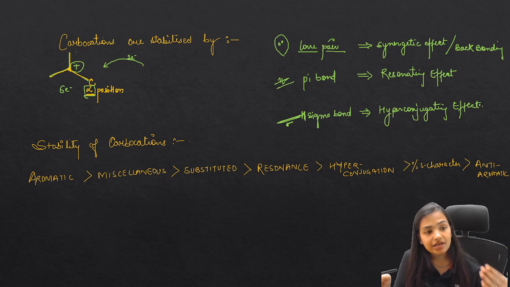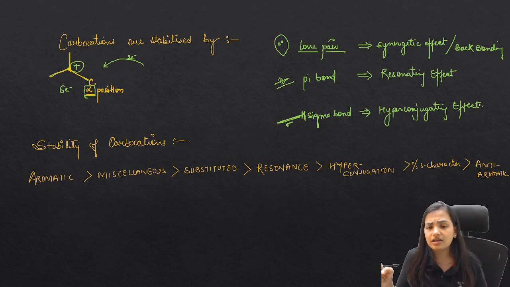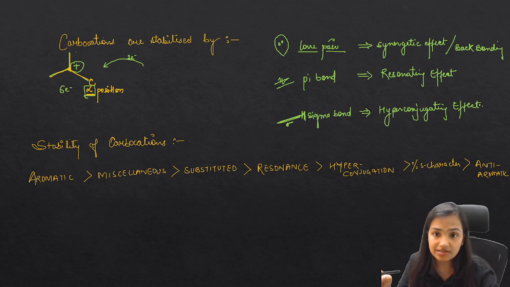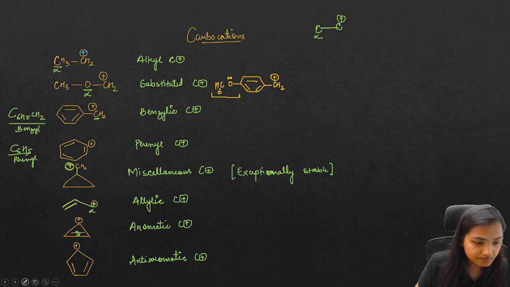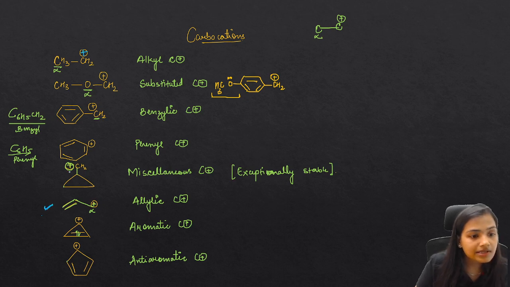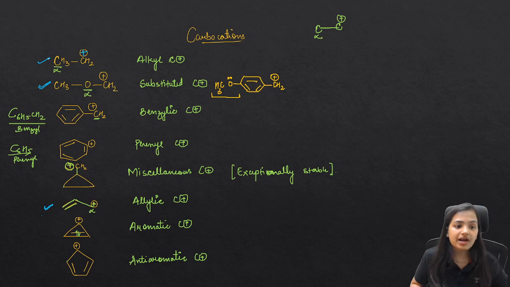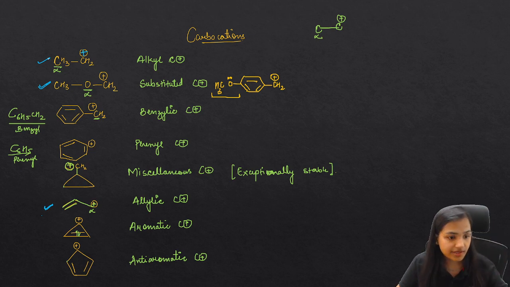So basically any species that can give its lone pair, a pi bond, or these alpha hydrogens will try to stabilize the carbocation. Let us figure this out with examples like this: lone pair, pi bond, and this. I have picked three examples, so just focus on those three examples.